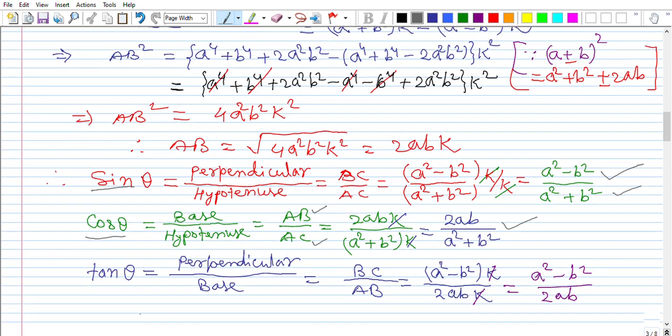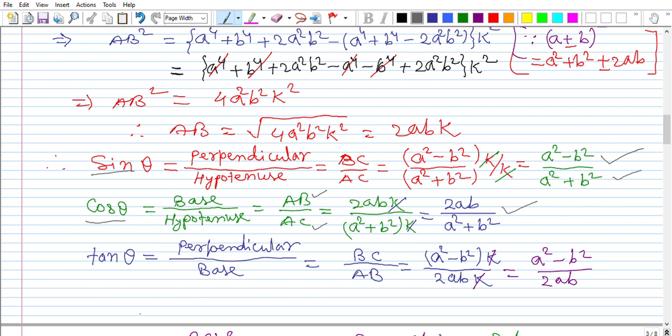Tan theta, you know, is perpendicular by base, BC by AB. As we have the BC value and AB value, we put them in accordingly and cancel K. We get A square minus B square by 2AB.